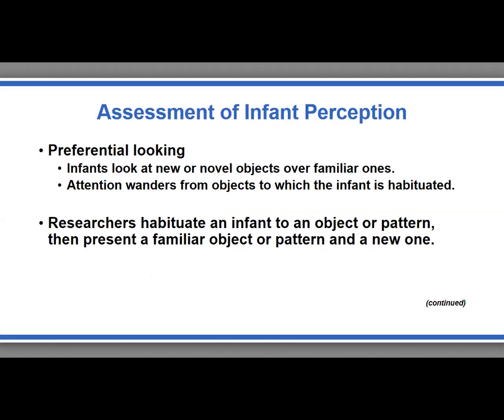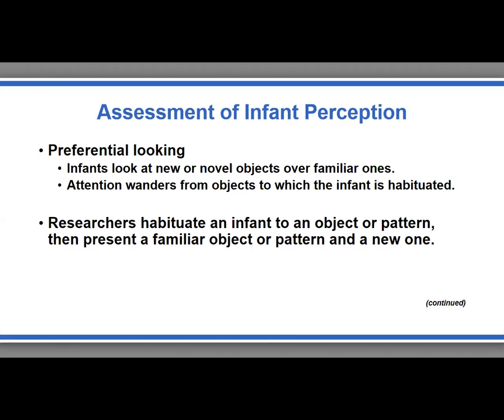Preferential looking: infants look at new or novel objects over familiar ones. Again, it's just that curiosity that we have as humans, like, oh, this is new, what is it? Attention wanders from the object to which the infant is habituated.